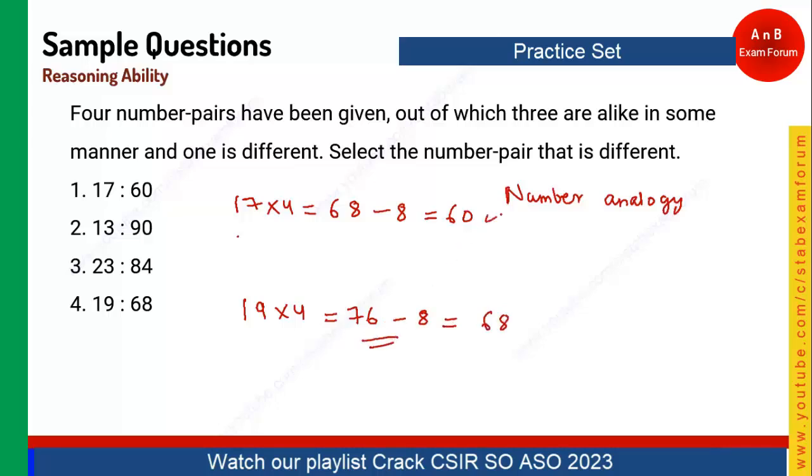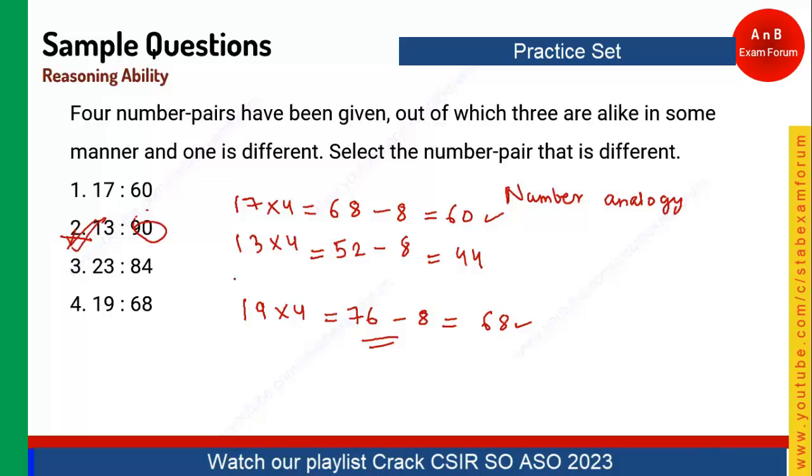So these are two alikes. We need to go further. So 13 into 4 is what? Yes, 52. And 52 minus 8 is 44. Yes, 44. But here they have given 90. So this is the correct answer for this question. Option 2 is the correct answer.